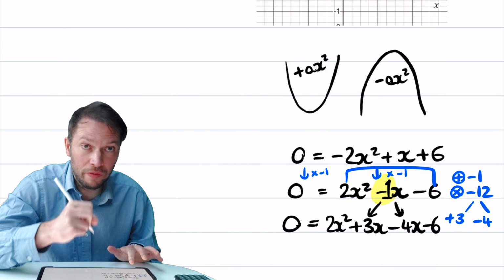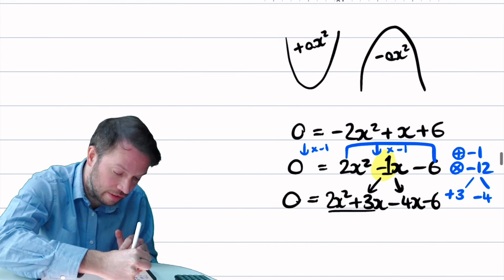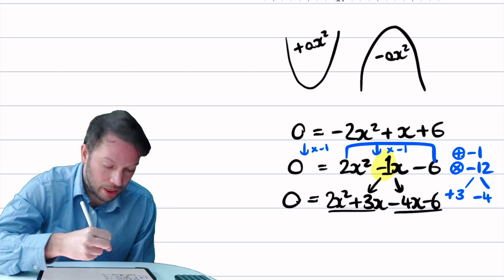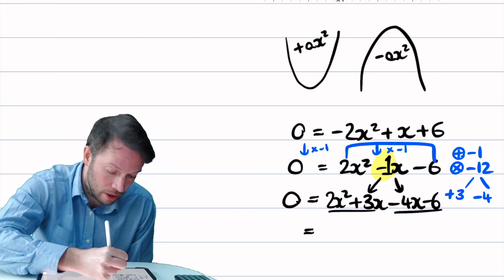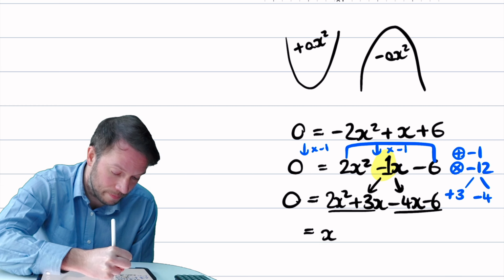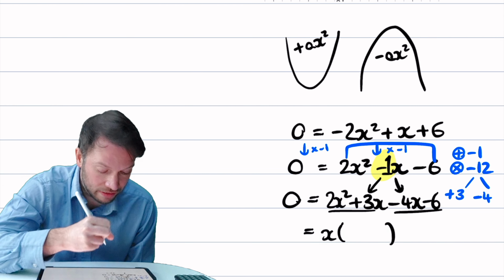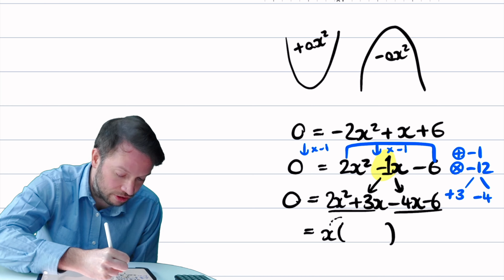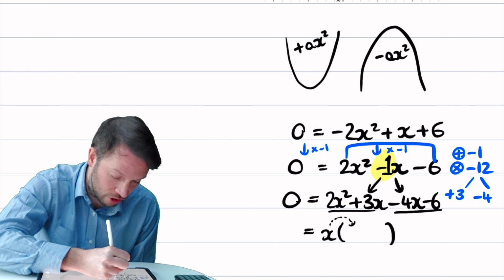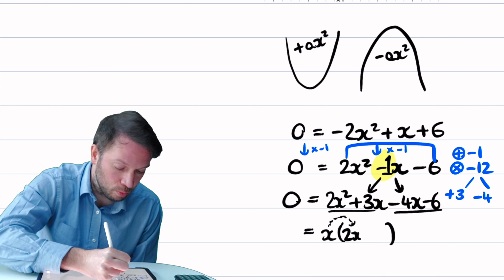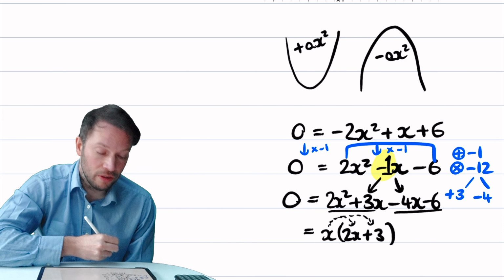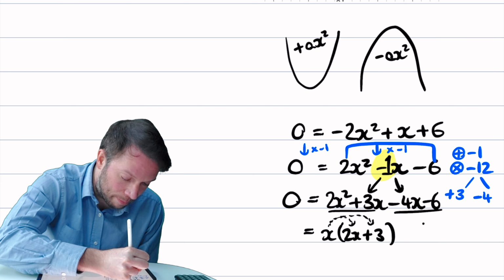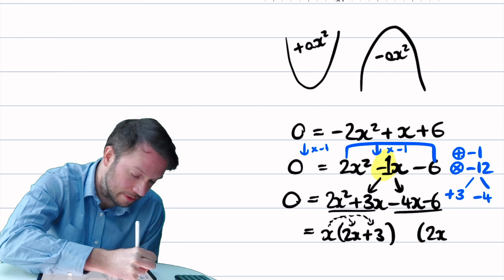And then what we do is we factorize the first half and the second half. So factorizing the first half, the 2x squared plus 3x, what can we take out? Well, they have a common factor of x. And then you think, what goes in the brackets? X times by what gives you the 2x squared above? Well, it's 2x. And x times what gives you the plus 3x? Well, it's plus 3.